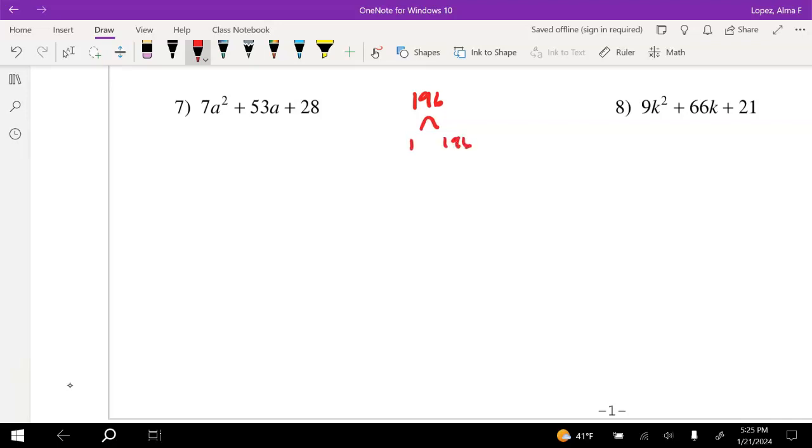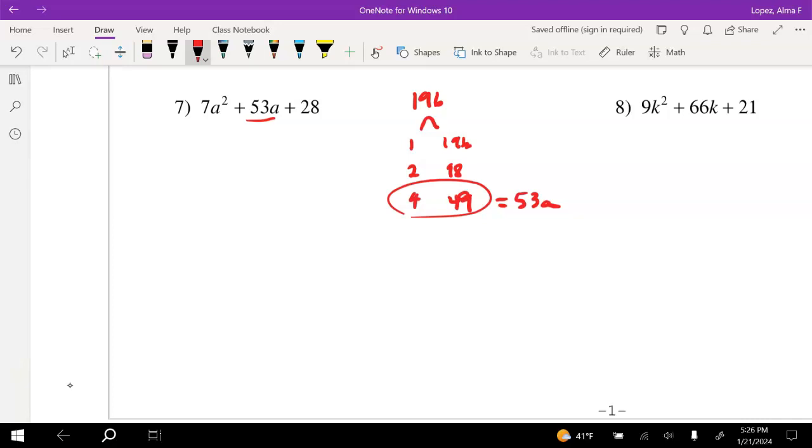1 times 196. I don't think it's going to be that. I'm trying to make a 53. So it's going to be 2 times 98. 4 times 49. And you know what? I'm not going to go any further. You can actually go through and find all of them, but 4 and 49 adds up to 53. So I'm going to stop there. And they do multiply out to be 196.